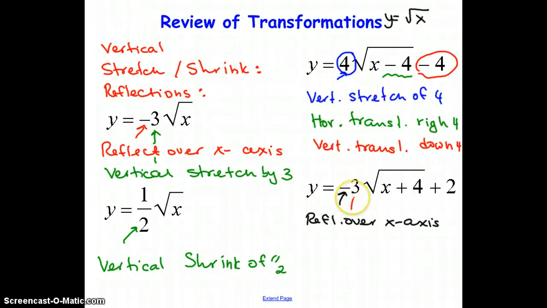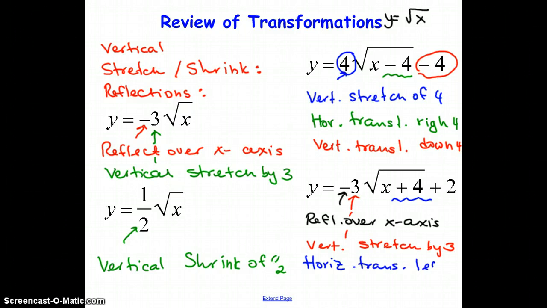Then we have the 3. And again, remember, we're doing all the multiplication stuff first. It's going to be a vertical stretch by 3. And then I have this +4, which is inside the radical, so this is a horizontal translation, left 4. And then I have a vertical translation up 2. And these 2 slides are the key to the whole lesson.